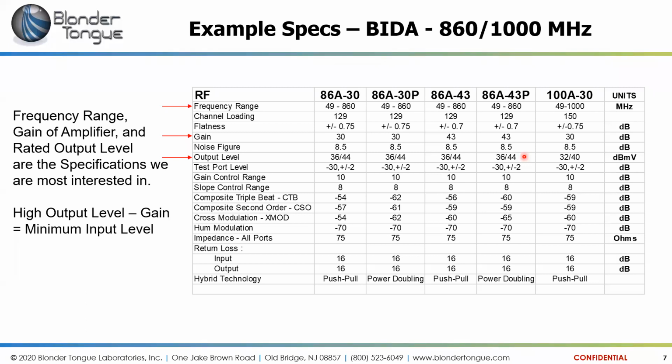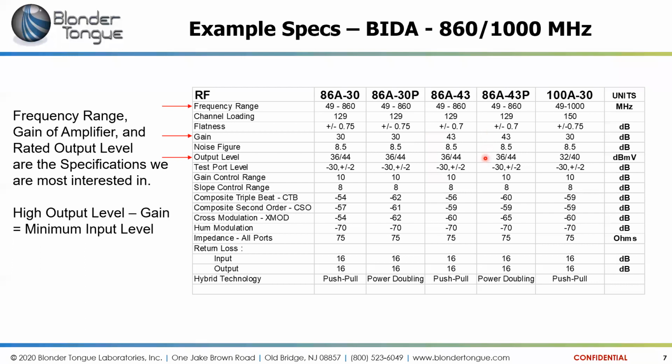So on the left side, the 30 decibel gain amplifiers, you can see all the way over here on the left, high output level minus the gain will give us our minimum input level. So my high output level 44 minus my gain of 30, 44 minus 30 gets me to 14. So this amplifier, in order to achieve a 44 dBmV on my rated output, I would need to hit this amplifier with a minimum of 14 dBmV of signal. And it's typically recommended to go into that amplifier as flat as possible, meaning all channels the same level.